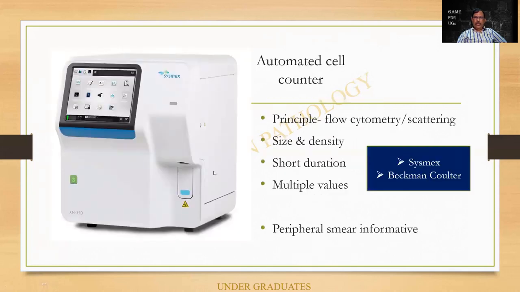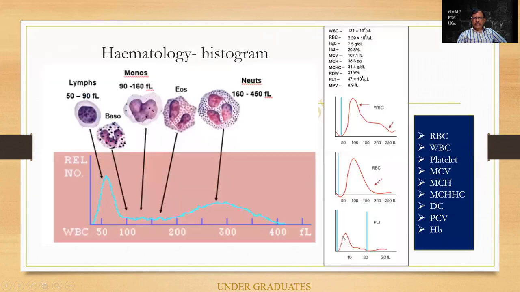This is an automatic counter called Sysmex. There are two companies, one is Sysmex, another is Beckman Coulter. They are automatic counters. When you keep a drop of blood, it is sucked in and the machine does the counting. The principle is flow cytometry, because different light is getting scattered, and because of the density and the size of the cell, you are able to identify it. It is of short duration and multiple values can be obtained. Many samples can be run in a short time. And in spite of all this, the peripheral smear is the most important part of a hematology exercise.